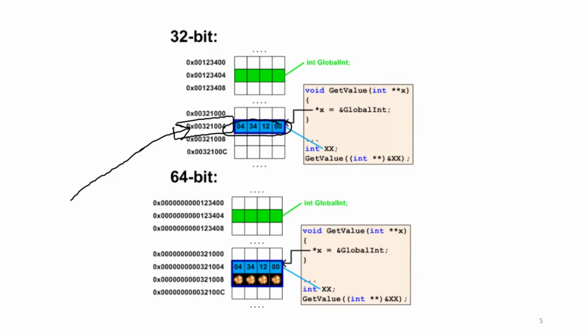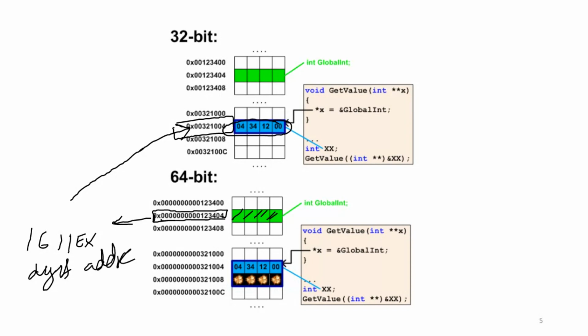So here we have the memory designed such that every location has a 64-bit address. 64 bits means what? A 16 hex digit address. And at this address, we have a location where some content is saved.